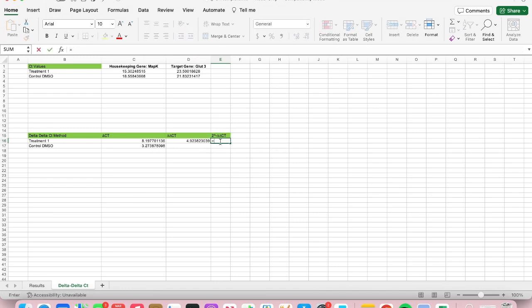To obtain the fold difference of expression, we calculate 2 to the negative power of delta-delta CT. Any positive values will express a higher level of expression for that particular gene compared to the control, while any negative will represent a lower expression than the control.